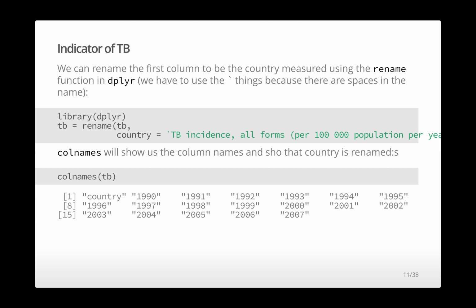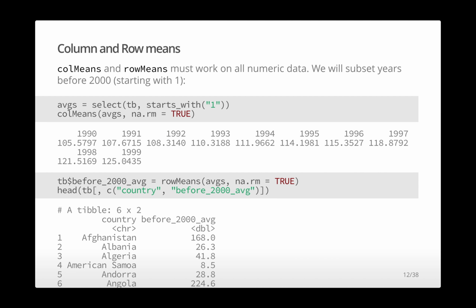All right, now column names, we see incidents from 1990 to 2007 and the first column is country. So again, the column means, row means, all that fun stuff. So here, we're selecting from this data set anything that starts with a 1. So 1990 to 1999, right? Any column that starts with a 1, that's just 1990 to 1999. And now we can use colMeans on that data because remember, every single column is numeric. And now we have the means over all the countries for the TB incidents for data that's there. Okay? Does that make sense?